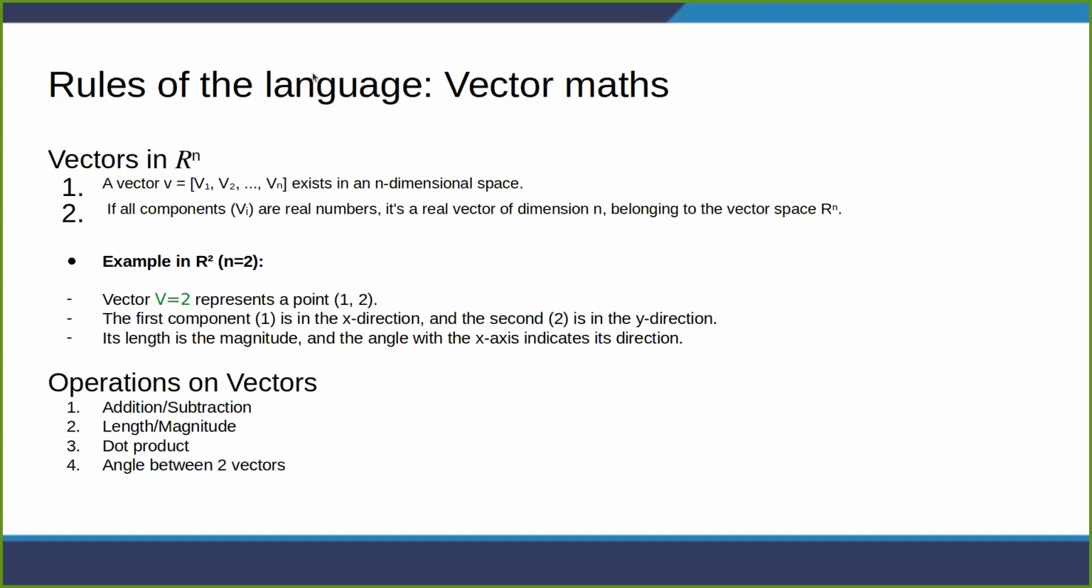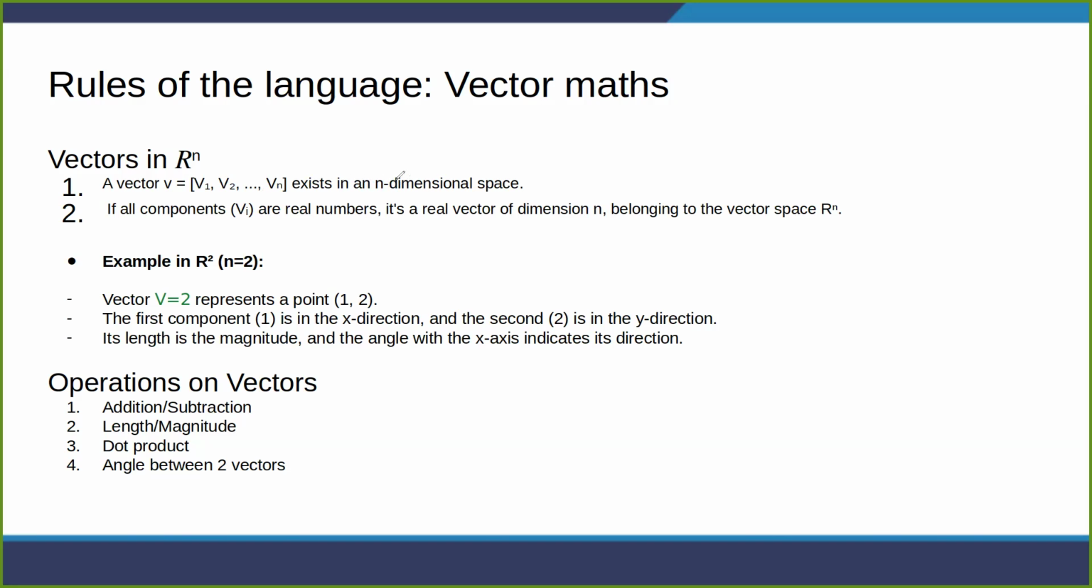Yes. So these are the rules of a language, vector math. We said the vector is our language for ML systems. So what are the rules of this language? Basically these operations. First we have to understand vectors in Rn. Rn is if a vector v equals v1, v2, vn exists.